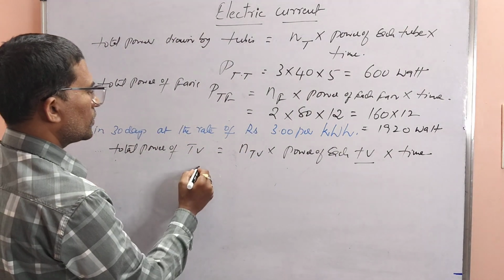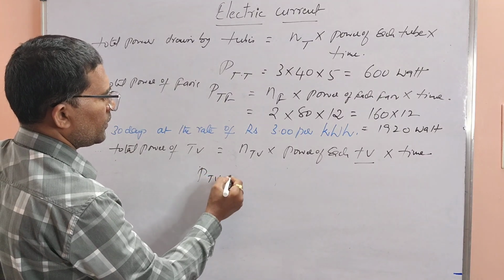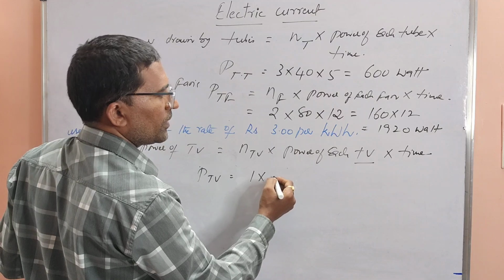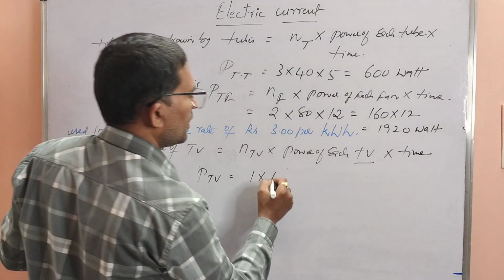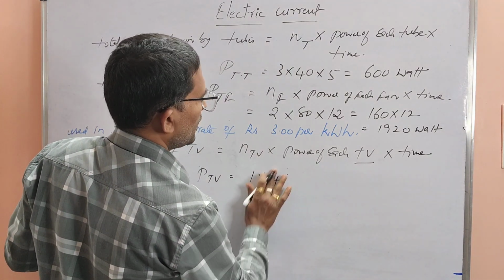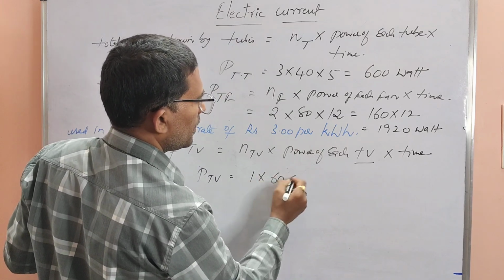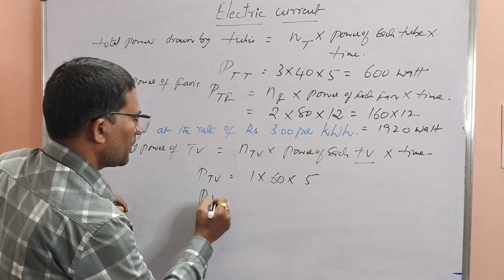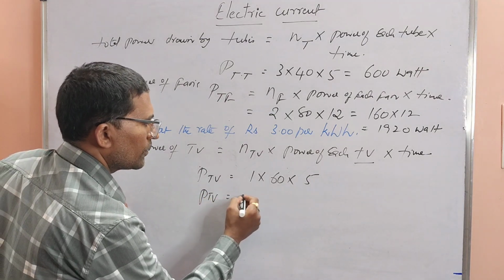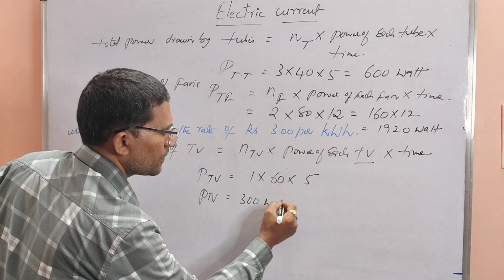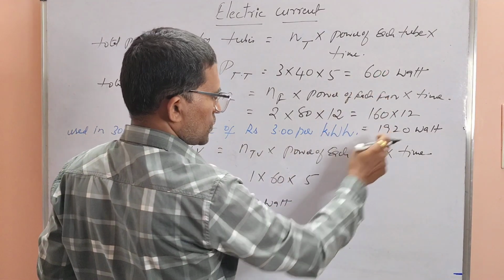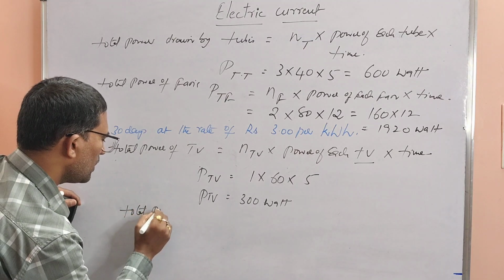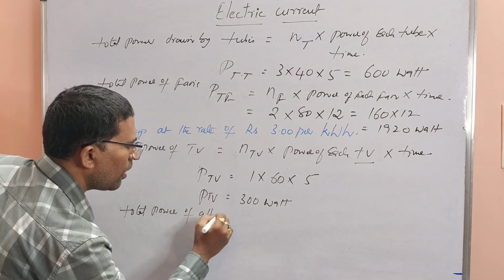Okay, now total power of TV is equal to number of TV, how many? 1, into power of each TV, that is I hope it is given as 60, into time is 5 hours. Now total power of TV is equal to 300 watt, and this is also watt. Now we have to calculate total power of all appliances.